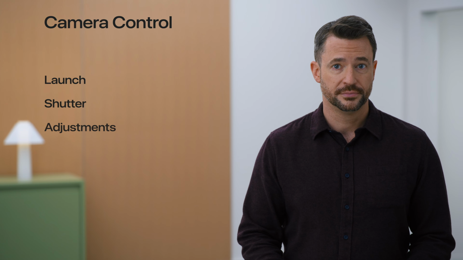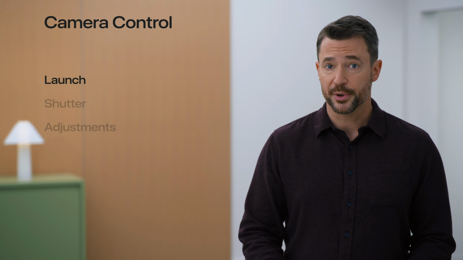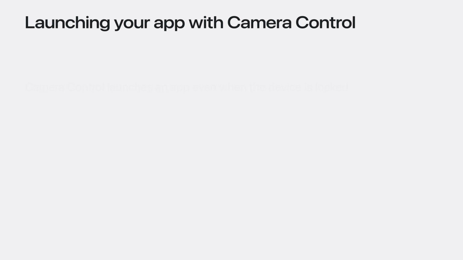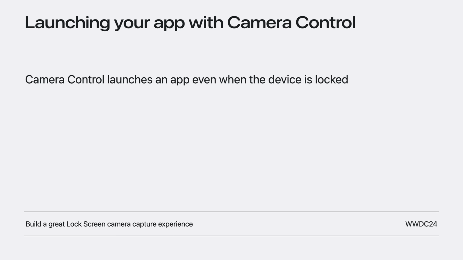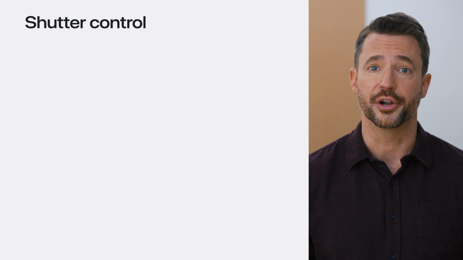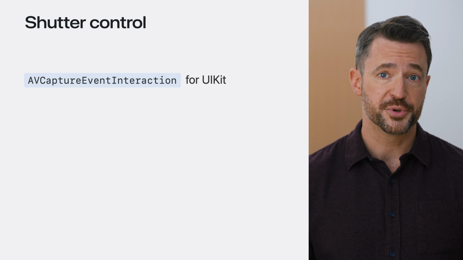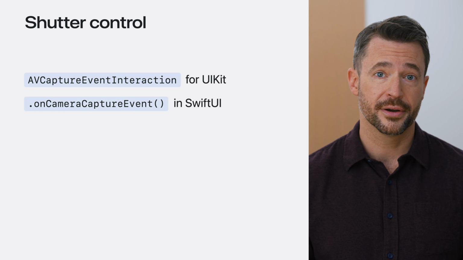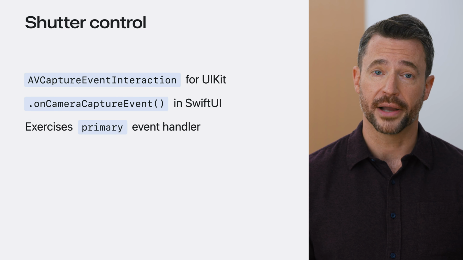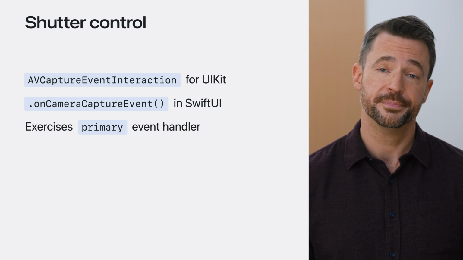Let's take those three functions in order, starting with launch. In order to launch your app, camera control needs access to it even when the device is locked. That means creating a lock screen capture extension. For more details, check out last year's session on building a lock screen camera experience. Next, it's easy to use camera control as a shutter button for your app. Just set up one of the capture event APIs that Vitaly showed you earlier, and you're done. Camera control will run the same primary event callback you already provided for the volume buttons.